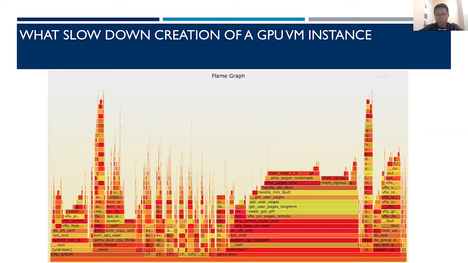You will be curious about the reason for the long time it takes when creating a GPU virtual machine instance. What slows down the creation process? To find out the reason, we can use perf to get the hotspot functions of the QEMU process. The flame graph on this page shows the hotspot is in the core function, VFIO pin pages remote.